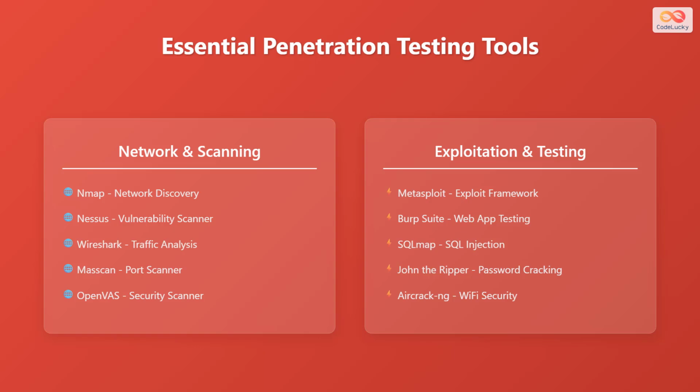Masscan offers high-speed port scanning for large networks, while OpenVAS provides another excellent vulnerability scanning option. For exploitation and testing, the Metasploit framework is the most popular tool, containing hundreds of exploits and payloads. Burp Suite specializes in web application security testing, SQLMap automates SQL injection testing, John the Ripper handles password cracking tasks, and Reaver focuses on wireless network security assessment.